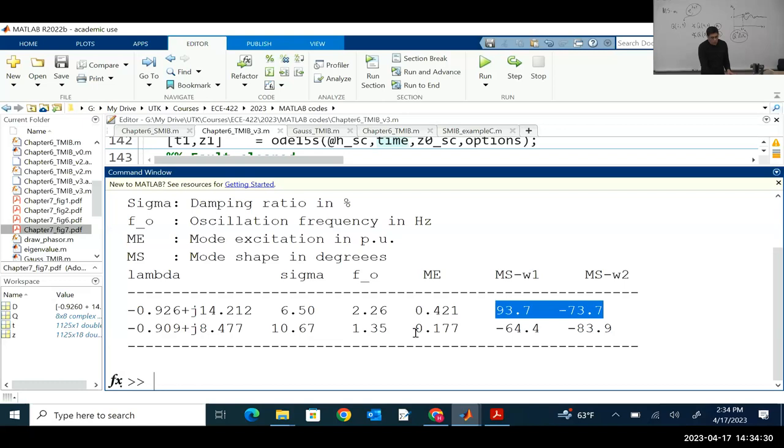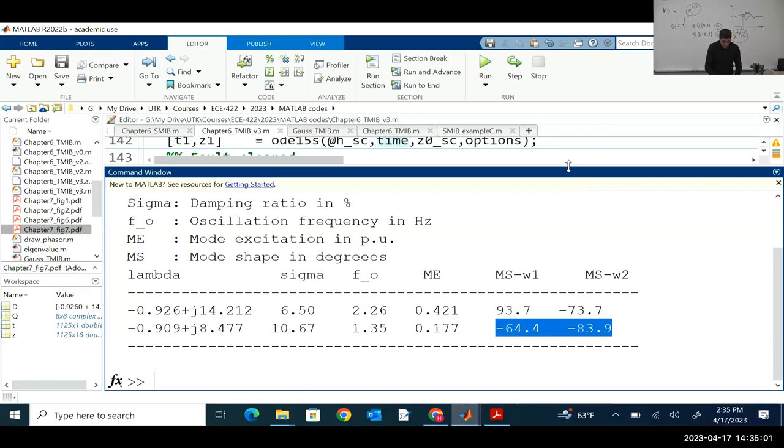The other mode, as you can see here, what kind of behavior is this? It's not clear, right? But we can say that they are kind of pushing in the same direction. This is by no means an oscillation between machine one and two, but together in some strange fashion, they are going to be oscillating with the infinite bus, yeah? That's what we get from here. And we're going to repeat the same analysis we did before.